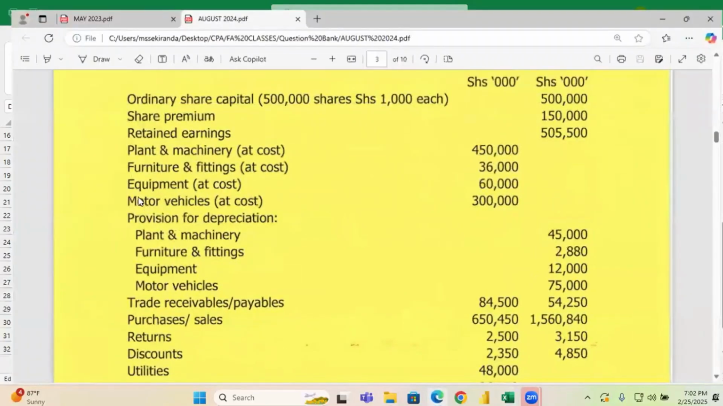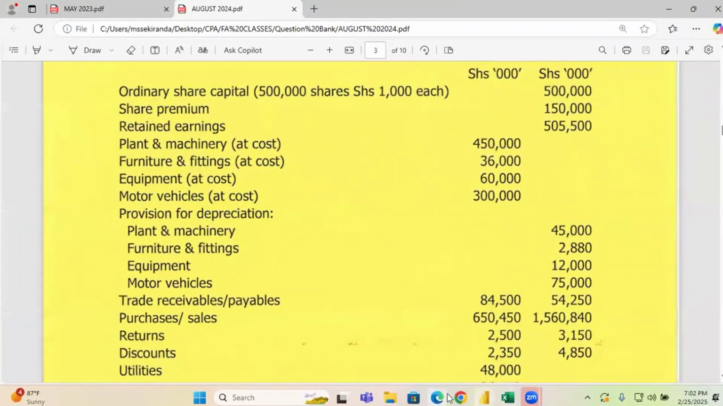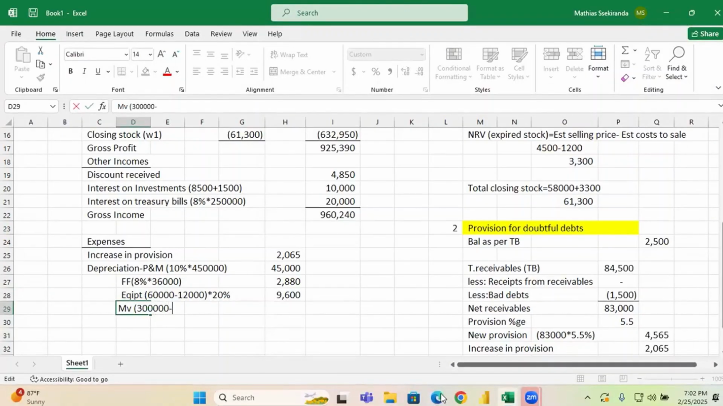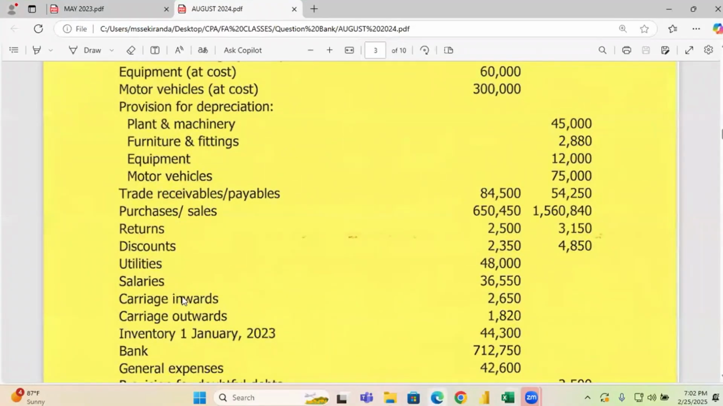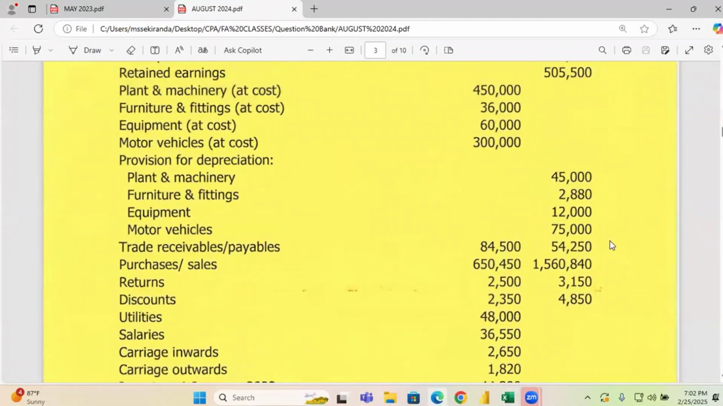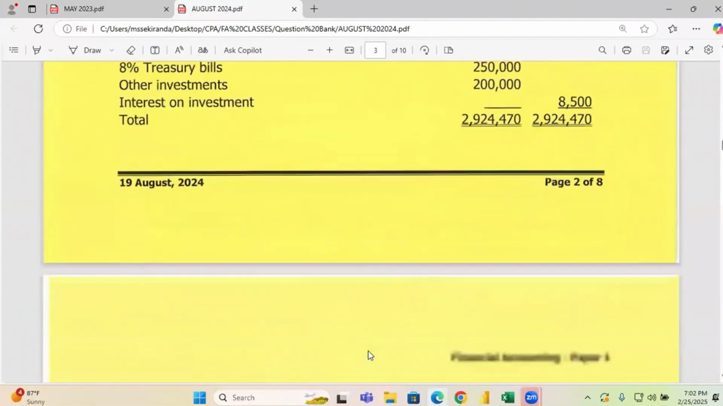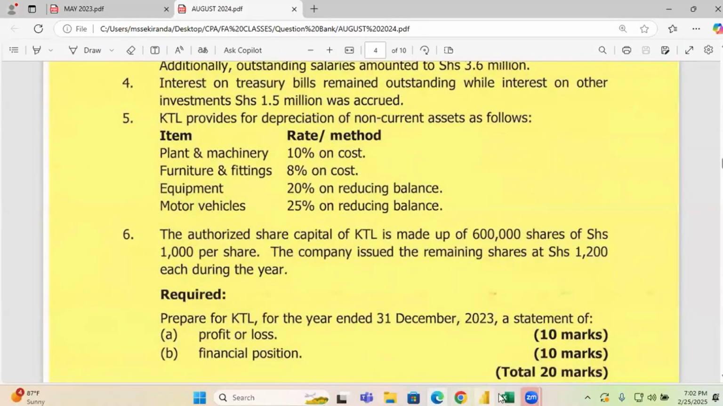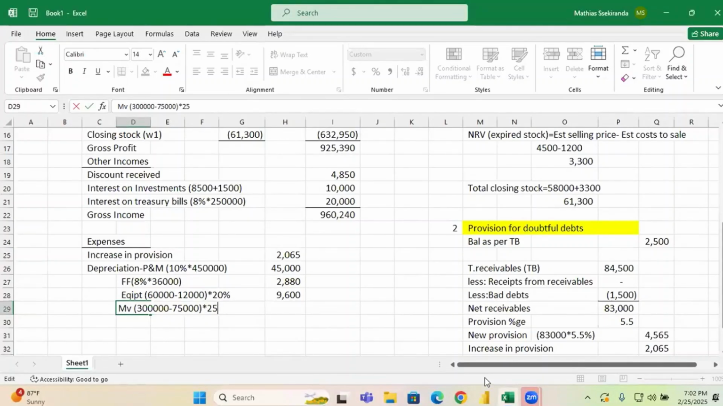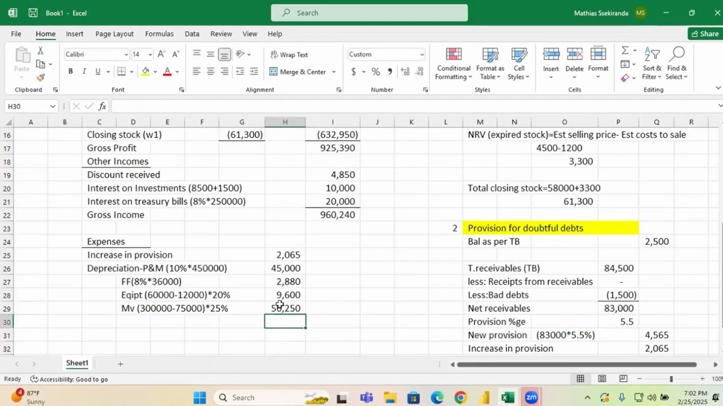So motor vehicle still, you do the same. You get the cost, 300,000, minus the accumulated depreciation that was given, provision for depreciation of motor vehicle, 75,000, times the depreciation rate the examiner gave you for motor vehicles, 25%. So 300,000 minus 75,000 times 25%. You get that as your annual depreciation for motor vehicles.